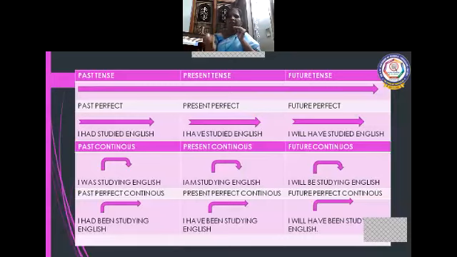So if you are taking present: simple present, present continuous, present perfect, present perfect continuous. Simple past, past continuous, past perfect, past perfect continuous. Simple future, future continuous, future perfect, future perfect continuous. So how many do you have? You have three into four. What is that? Present, past, future. In present, you have four. In past, you have four. In future, you have four.